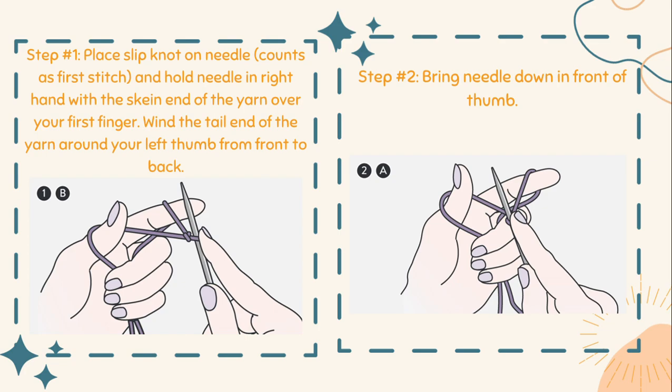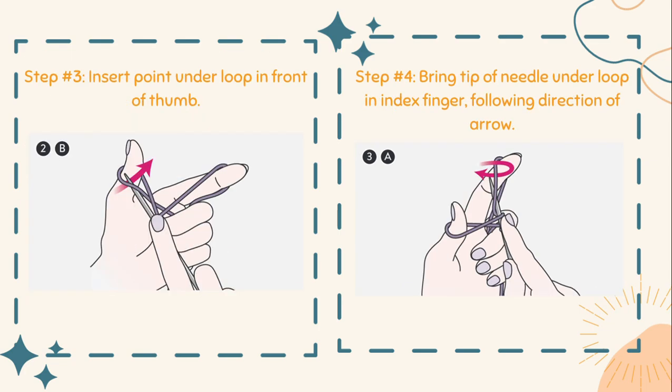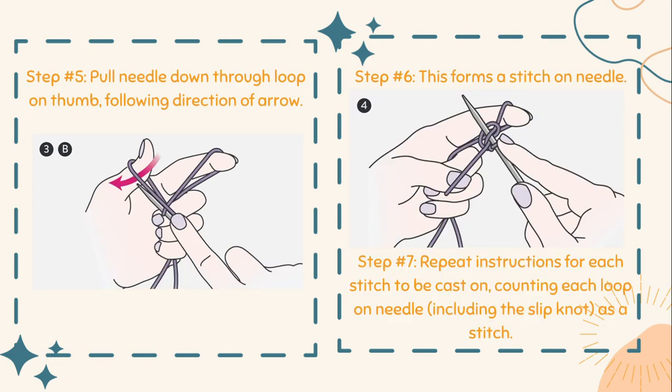Second, bring needle down in front of thumb. Third, insert point under loop in front of thumb. Fourth, bring tip of needle under loop on index finger. Follow direction of arrow. Fifth, pull needle down through loop on thumb following direction of arrow. Sixth, this forms a stitch on needle. And last, repeat instruction for each stitch to be cast on, counting each loop on needle, including the slip knot as a stitch.